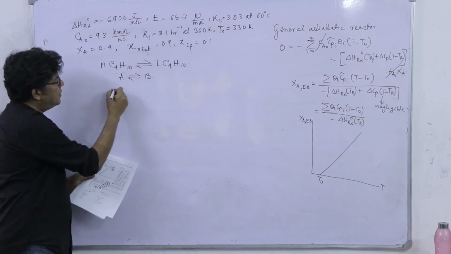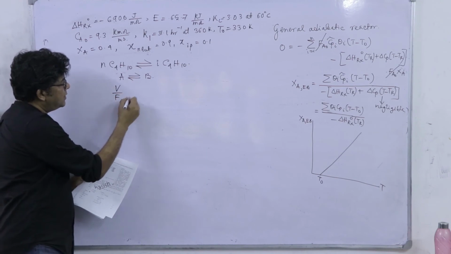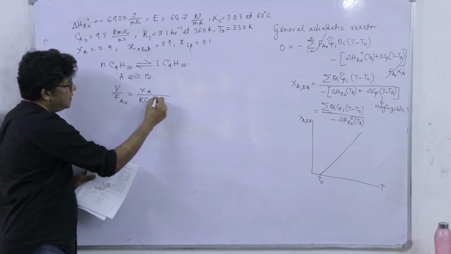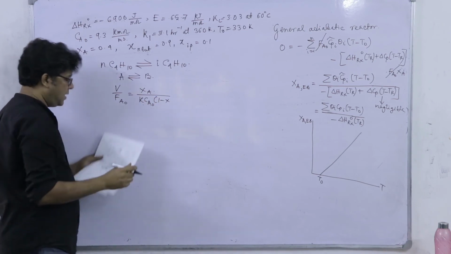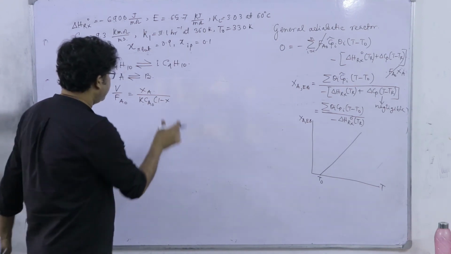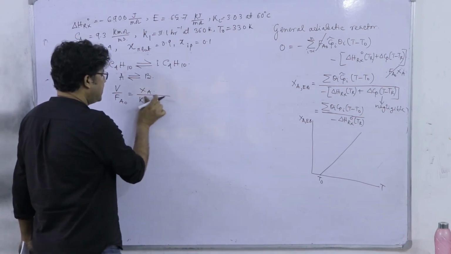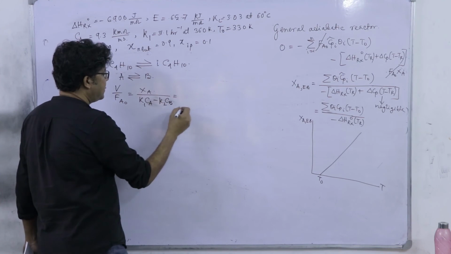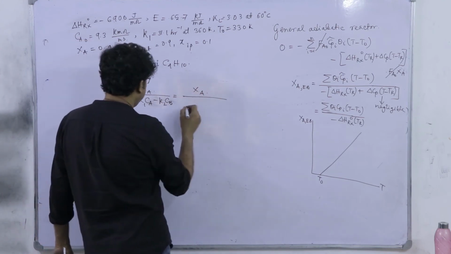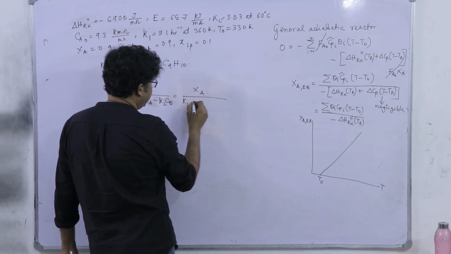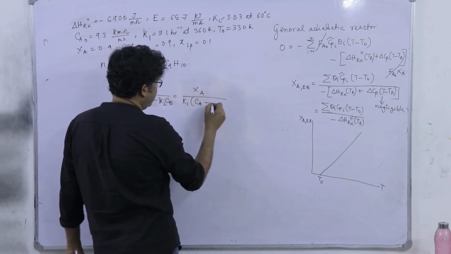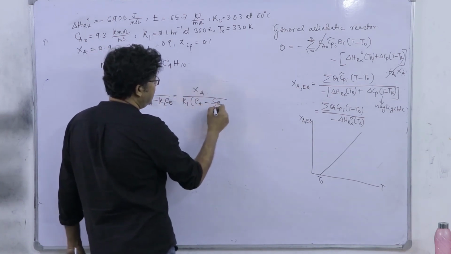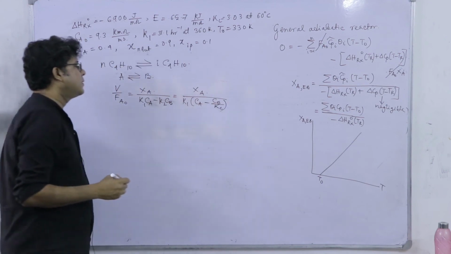Now, we have V by F_A0 is equal to X_A by minus r_A. So it is k into C_A0. How can we write that? k_1 into C_A minus k_2 into C_B. So X_A divided by k_1 if we take common, within the bracket it will be C_A minus C_B into k_2 by k_1, and k_1 by k_2 is K_C. So C_B divided by K_C. Right.